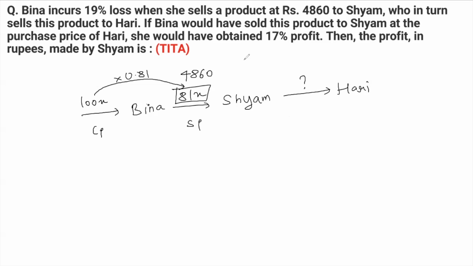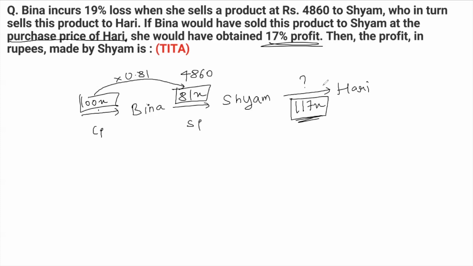Now, the question further tells us that if Beena would have sold this product to Sham at the purchase price of Hari, she would have obtained 17% profit. Very simply, guys, now we have to read this question in a reverse fashion. If Beena would have sold this product at 17% profit, we will get the purchase price of Hari, right? So 17% profit on 100x is basically 17x. So basically the purchase price of Hari is 117x. And that means the selling price for Sham is again 117x.